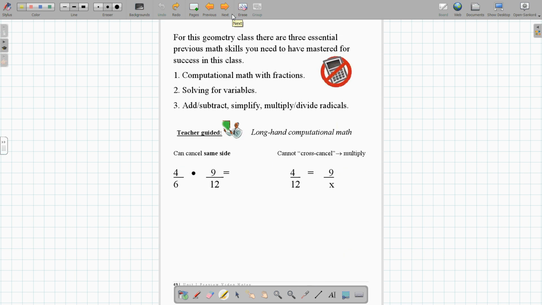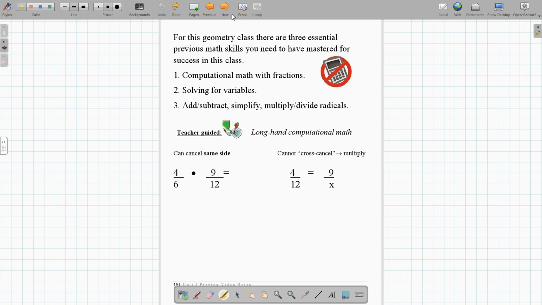Now for this geometry class, there are some very essential algebra skills that are going to be used quite frequently in this class. And it's very important you have these absolutely mastered. That means you can do them with little or no assistance. So we're going to review them now. You're going to review them in class. You'll see them several times throughout the year.